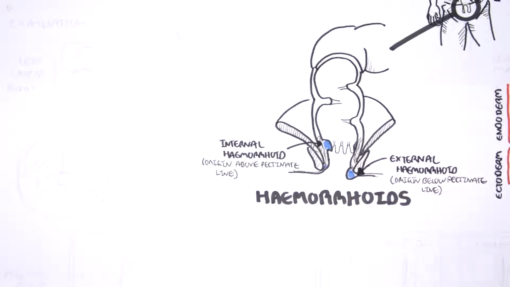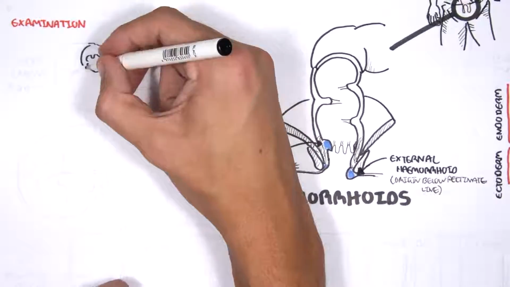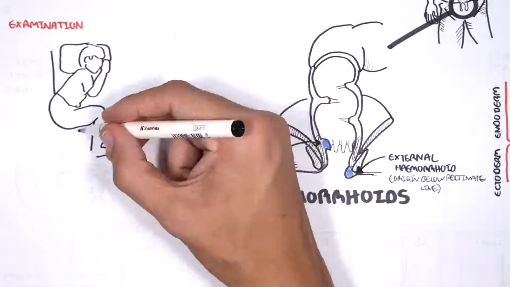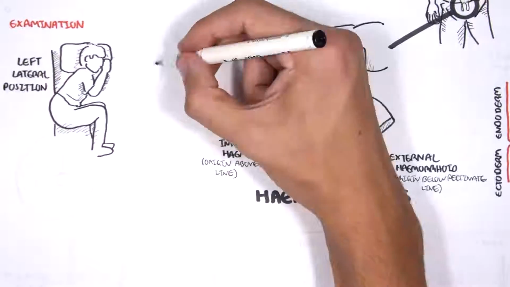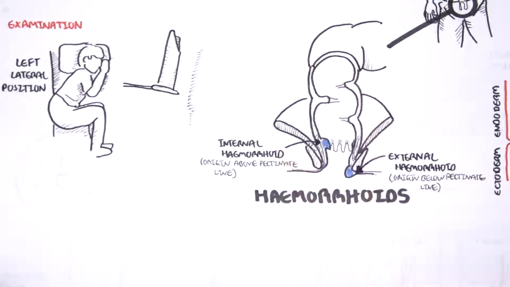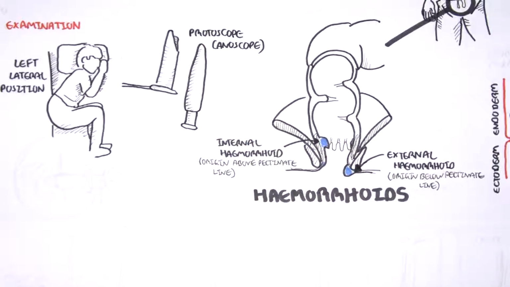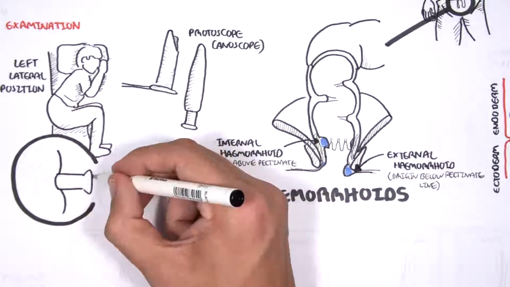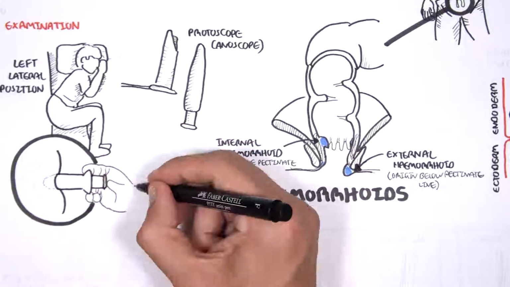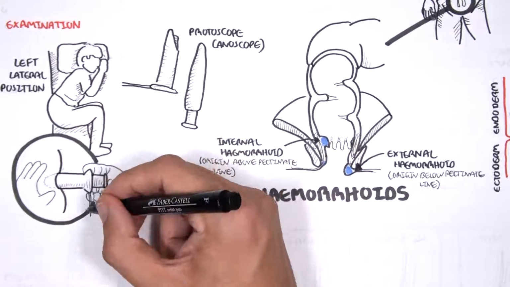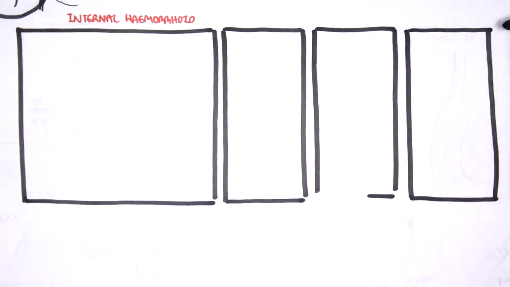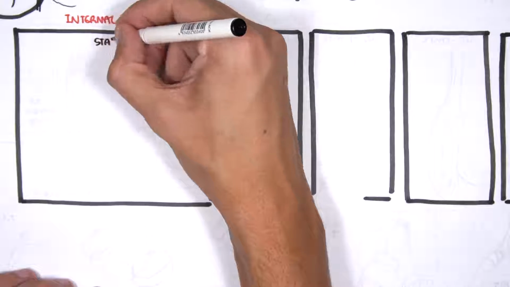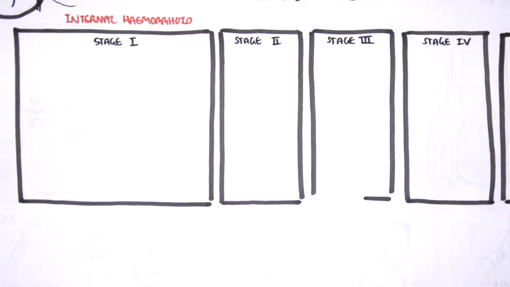So we learned about the signs and symptoms and the risk factors of hemorrhoids. On examination, we want to position the patient in a left lateral position with knees up to the chest to expose the anal area. And on general inspection, external hemorrhoids may be visible. However, the use of a proctoscope or an anoscope might be useful to examine for internal hemorrhoids. Hemorrhoids can also be staged. The internal hemorrhoids can be staged from 1 to 4. And it is important to stage because this means treatment will also differ.